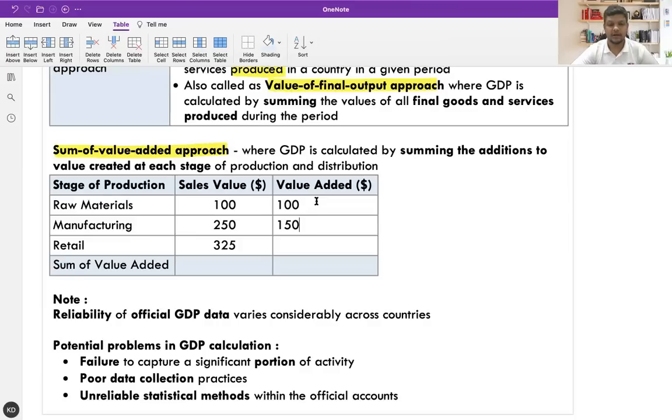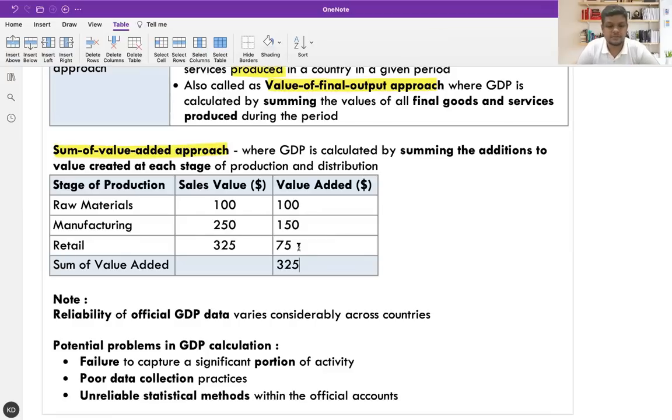Got it? Because raw material was 100, 150 was added during manufacturing, maybe due to the labor and factory overheads. Therefore, it became 250. Is that clear? Yes or no? Yes. Then when it went to the retail, there was a markup of how much? 75 when it went to the retail, and therefore the total became 325.